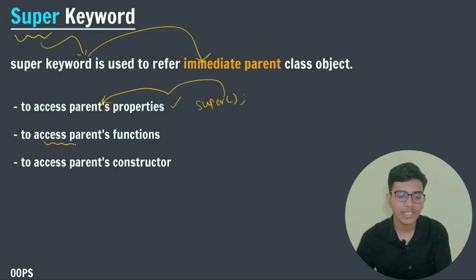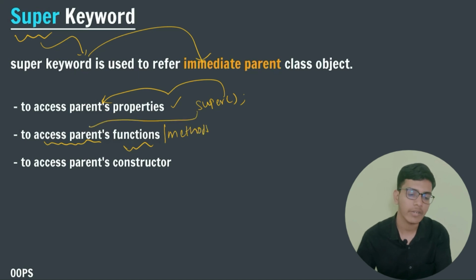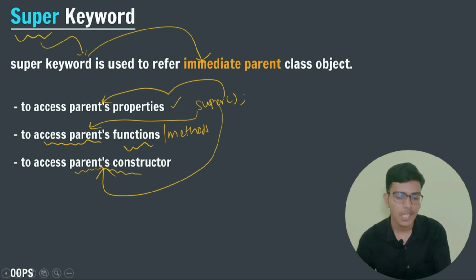After that, to access parent class functions, if I want to access the methods of my parent class, then I will write the super keyword. So this will access all the things. And if I want to access the constructor of a parent class, then I can write the super keyword and it will access all the things which are there in my parent class. So if I want to immediately access the parent class, then I will use the super keyword.